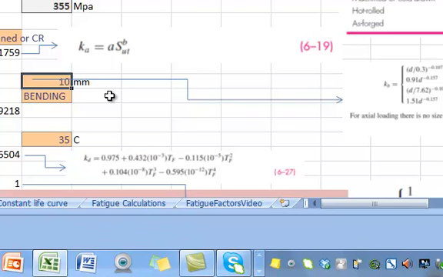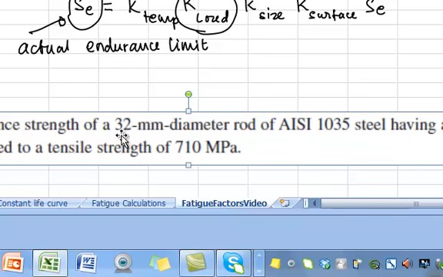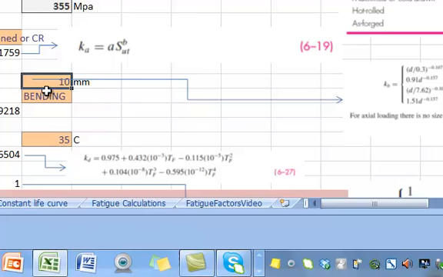Now let's look at the size. So size effect, that's the next one. K gradient or K size. The size of this sample, let's go and see. It says 32 mm diameter rod. So I'm going to go back up here and change it to 32. And the load type is bending. Okay, so immediately you get that because the sample is much larger than the test one, its strength will go down by 0.855.